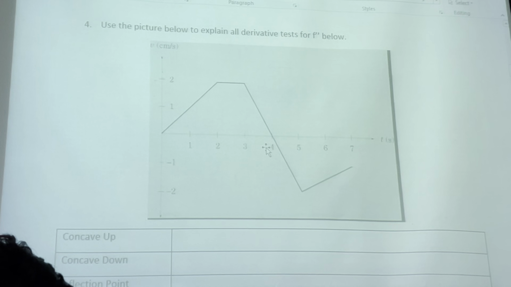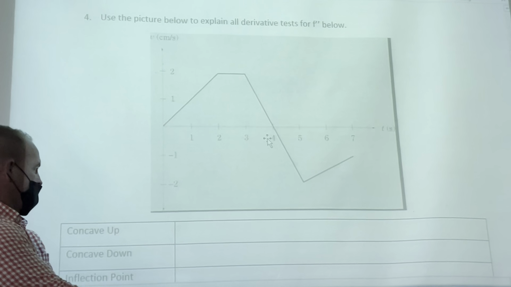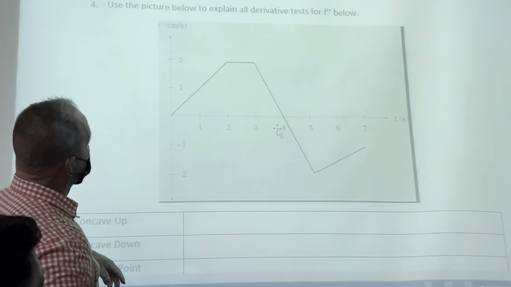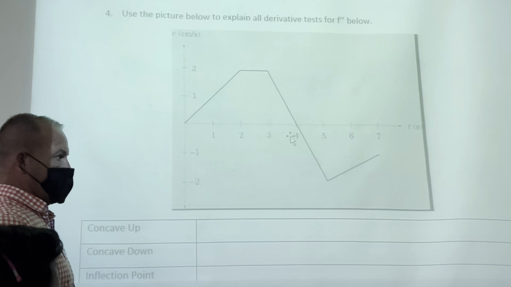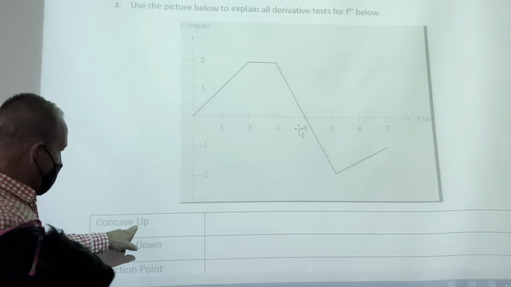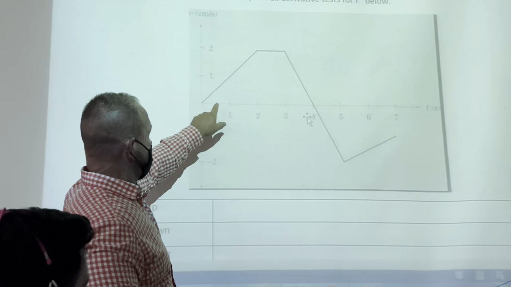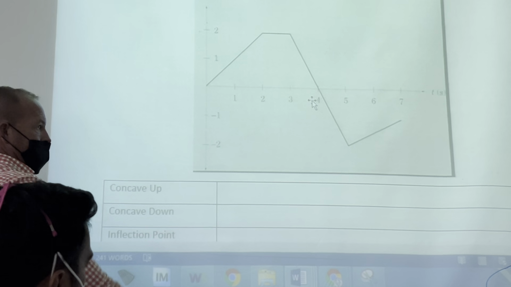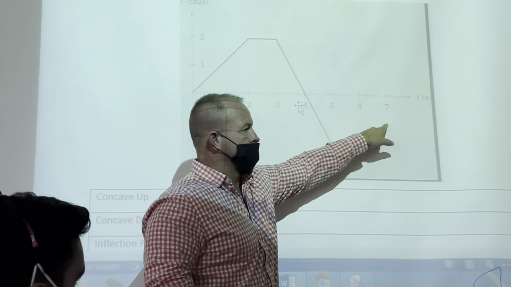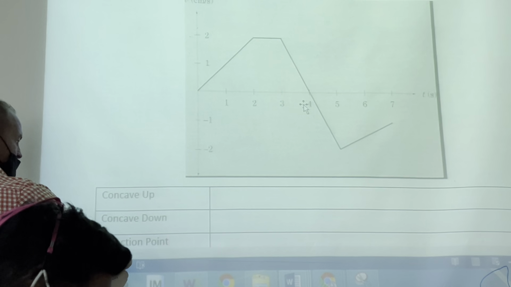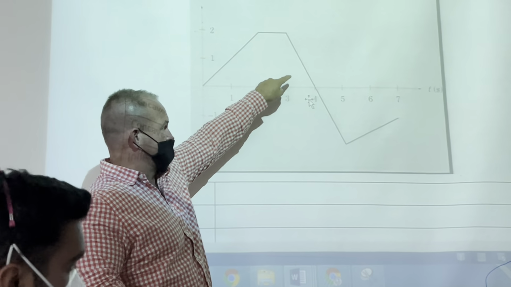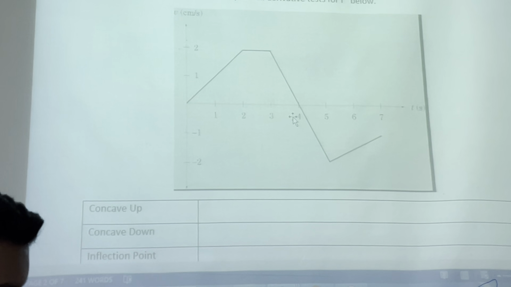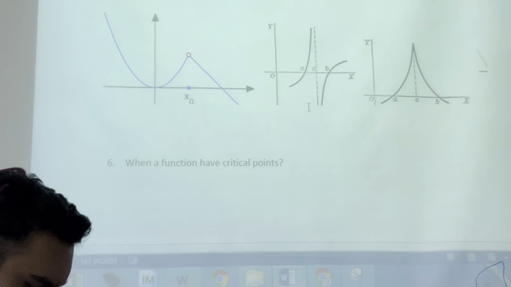Okay, second derivative test. Concave up, concave down, inflection point. This is F derivative, so let's talk. F is concave up where F double prime is greater than 0. It occurs over this interval. F is concave down where F double prime is less than 0. This occurs from here to here. F has an inflection point where F double prime changes signs. This occurs right here at t equals 4. Okay, put a star by it, and I can talk once I get through all this.